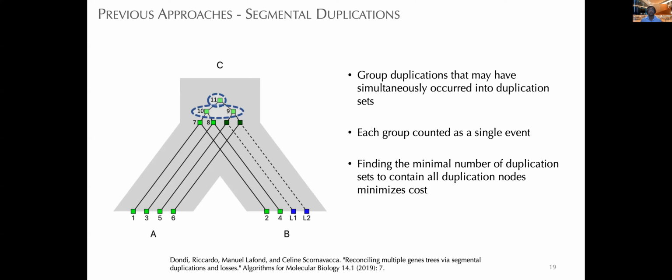To handle tandem duplications, several approaches have been proposed, and I'll call these models segmental duplication approaches. The idea here is to map domain nodes to gene nodes, but then instead of having individual duplications, you group multiple domains into a single duplication event. Each duplication set is then treated as a single event, and the goal becomes to minimize the number of duplication sets in a reconciliation.